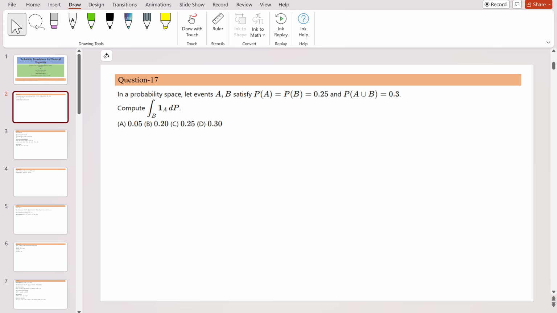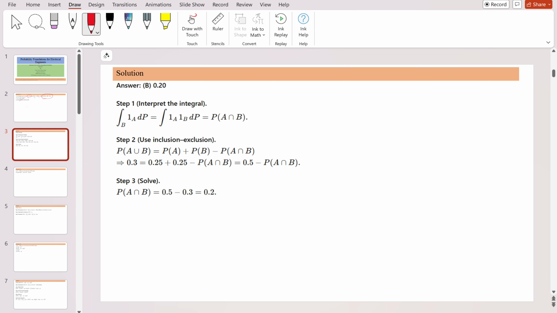Okay, let me give the solution for this. You have a probability space whose events are A and B, and the probabilities of occurrence of A and B are equal, that is 0.25 and 0.25, and the probability of A union B is given as 0.3. Okay, it is asking to compute this.